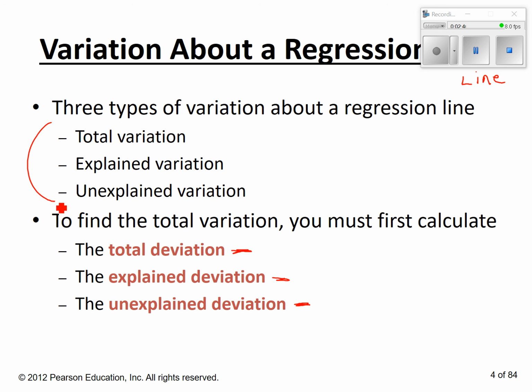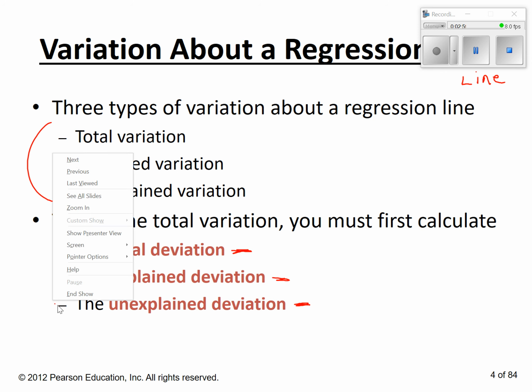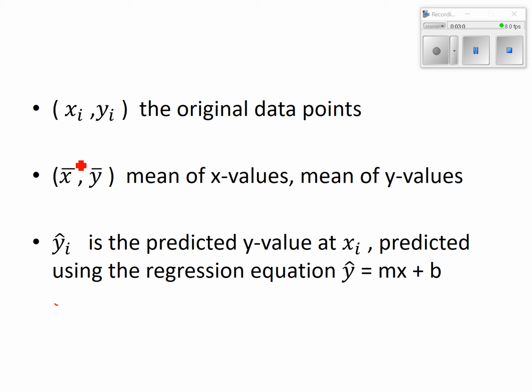So all the deviations talk about is how our Y's deviate off of our regression line, how they differ from what we would predict using our regression line. These are just some key things here that we need to know what they mean.